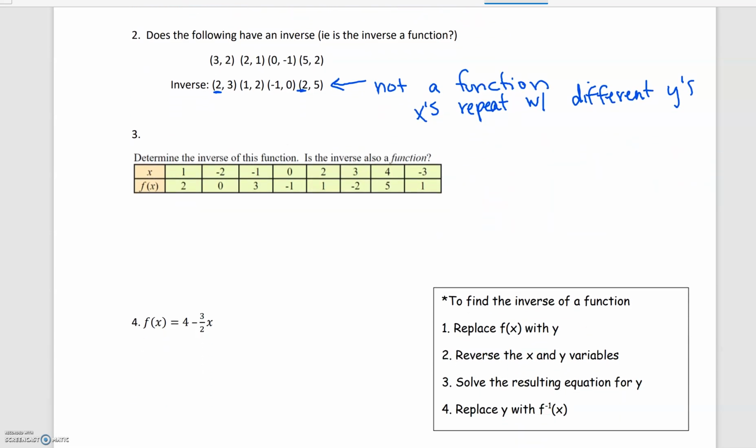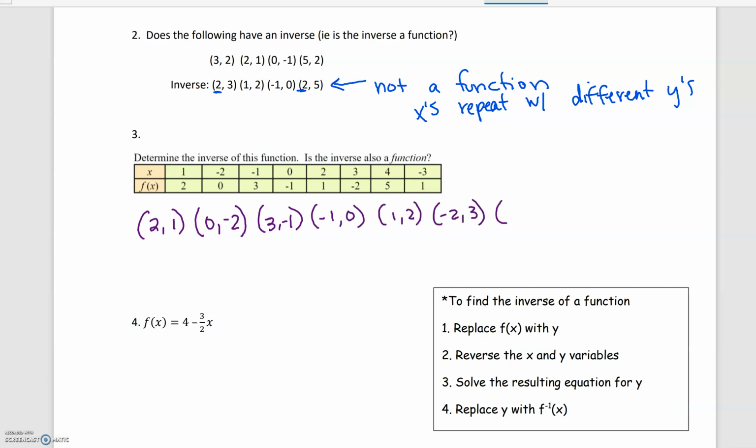All right, so determine the inverse of this function. Is the inverse also a function? Well, first let's go ahead and find the inverse. So again, we're going to switch our x's and our y's, and so we're going to put our y's, or our output, first. The f of x is kind of like our y, or our output. We're going to put that first, then put our x second. So let's go ahead and put all those. 3, -1, -1, 0, 1, 2, -2, 3, 5, 4, and 1, -3.